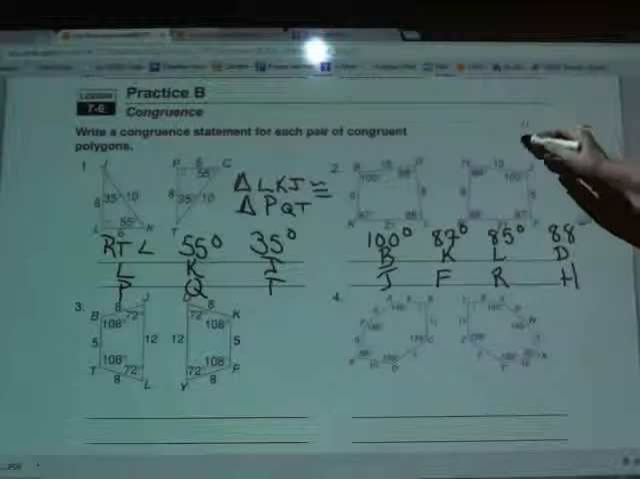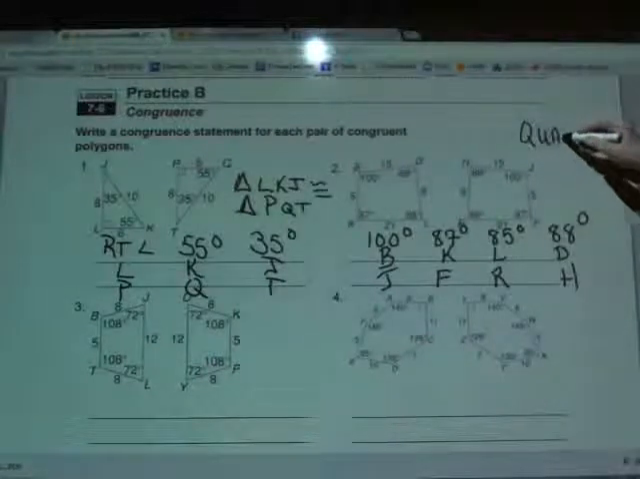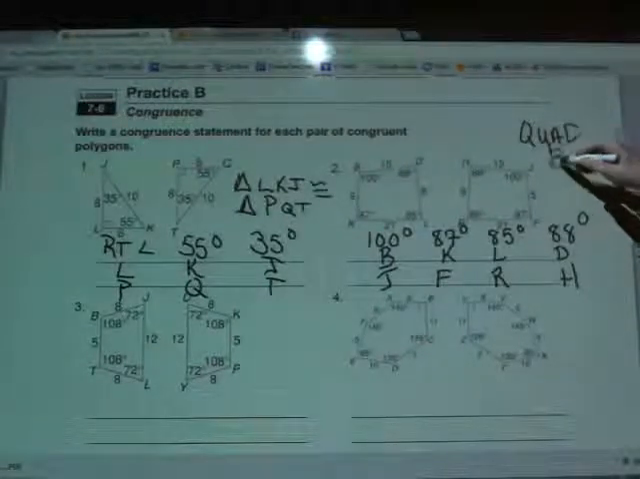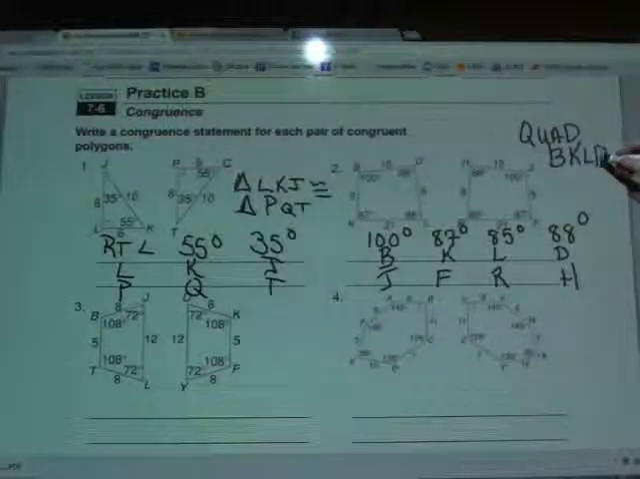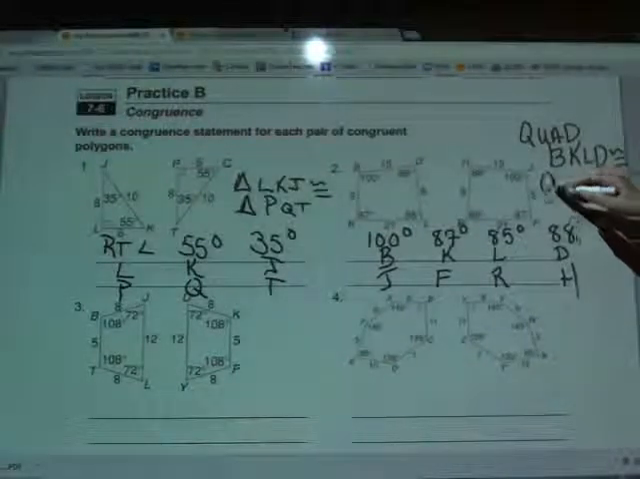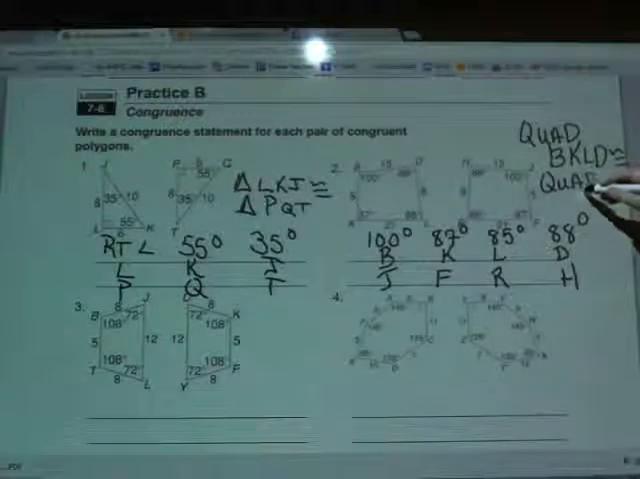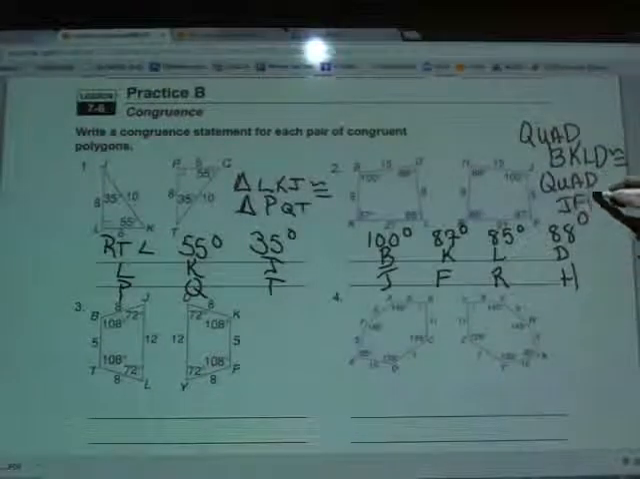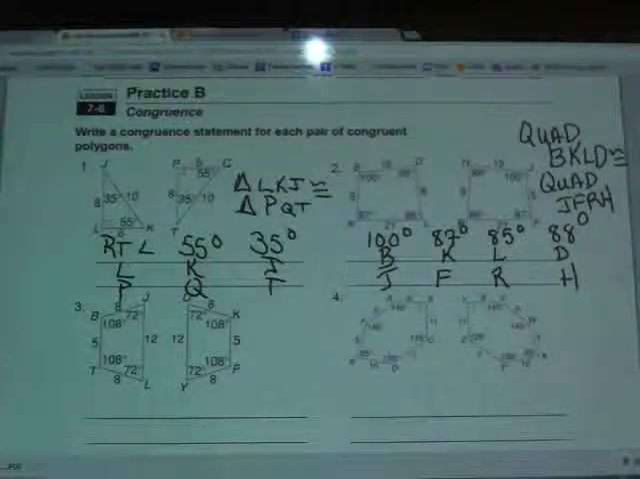So we now know that quadrilateral BKLD is congruent to quadrilateral JFRH. Again, you can pick any starting place you want as long as you go around the shape somewhat in order. Doesn't matter if you go clockwise or counterclockwise, but once you pick one, you've got to follow it all the way through, at least on the one you start with, and then match it up with however it goes on the one on the right.